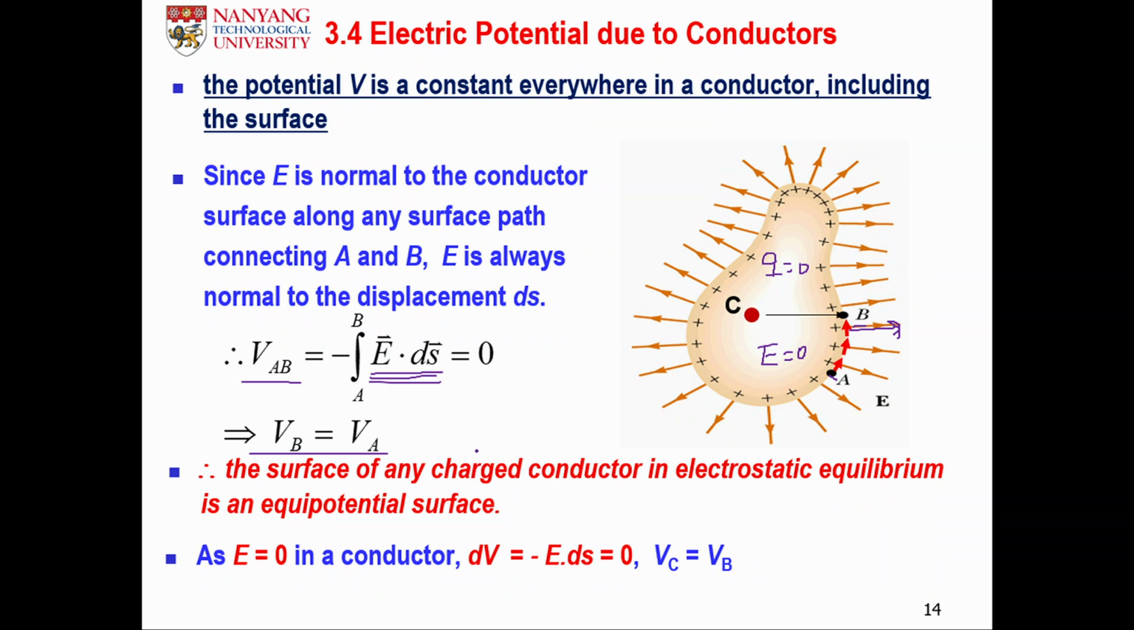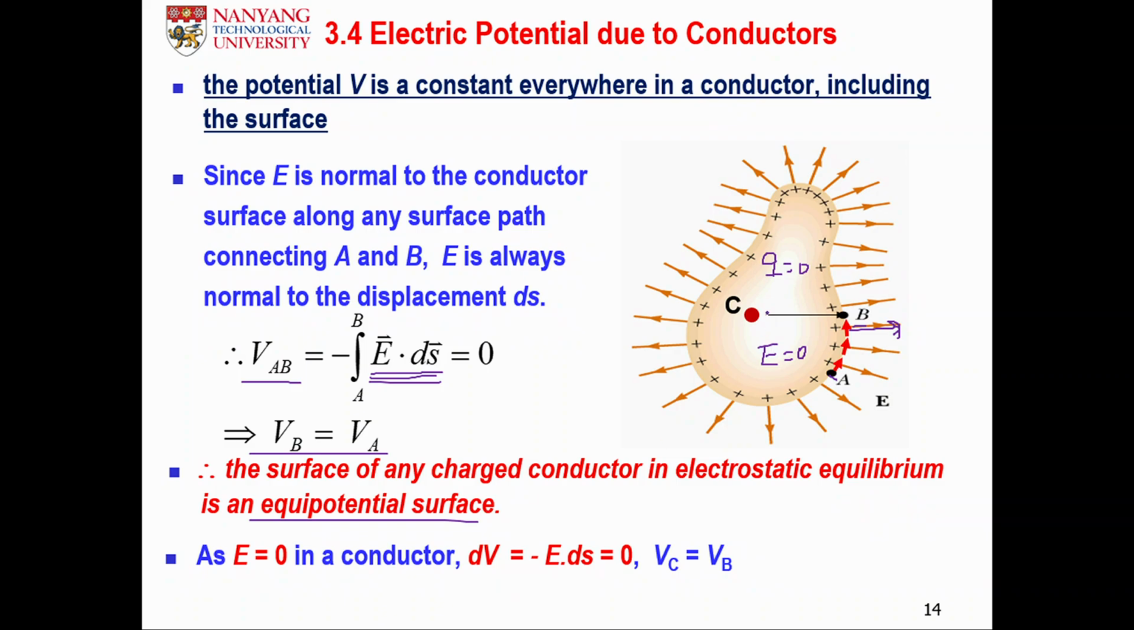So that is to say, based on this analysis, we can determine that the entire conductor surface is an equal potential surface, right? It is an equal potential surface. This is the same, the first point.